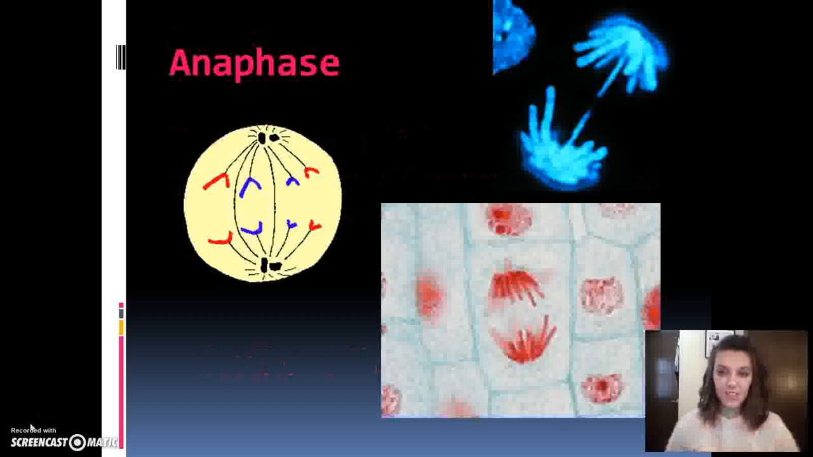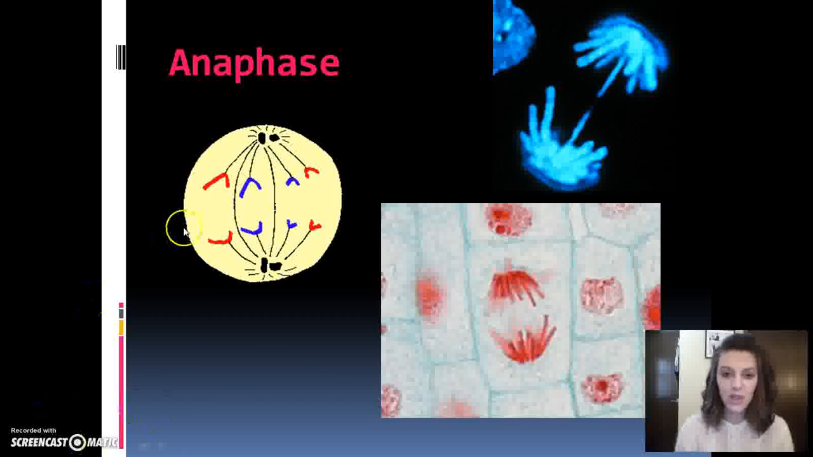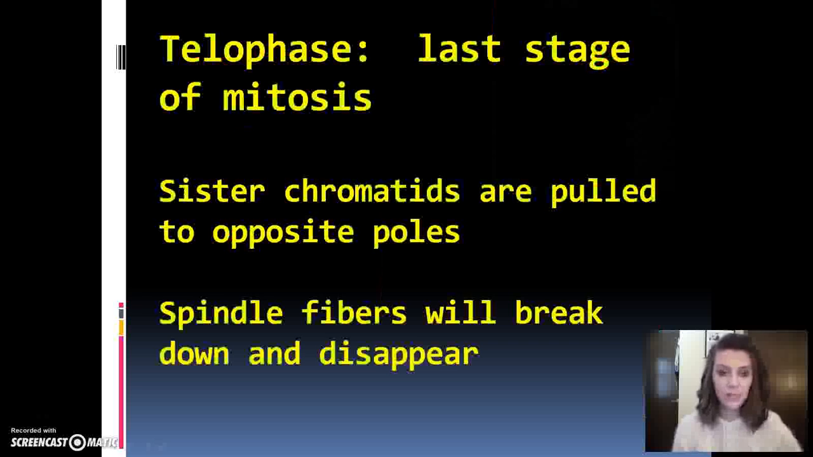All right, so you can kind of see here, we've got some anaphase in action going on. So we have our chromosomes separating into those chromatids right here. And you can see them pulling apart to the opposite poles. All right, so then we need to finish up.